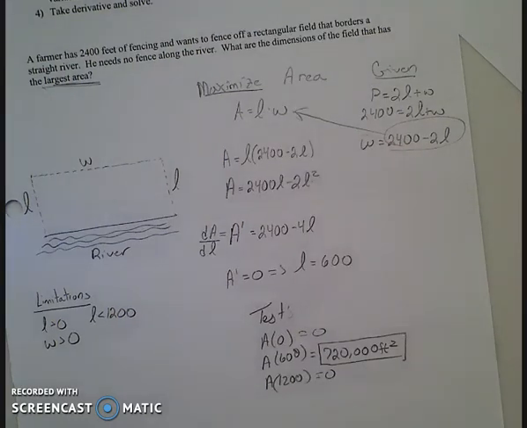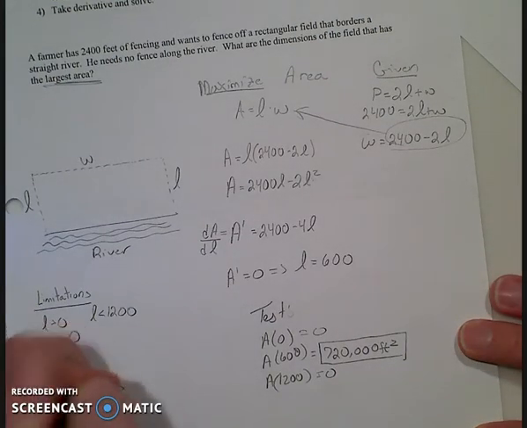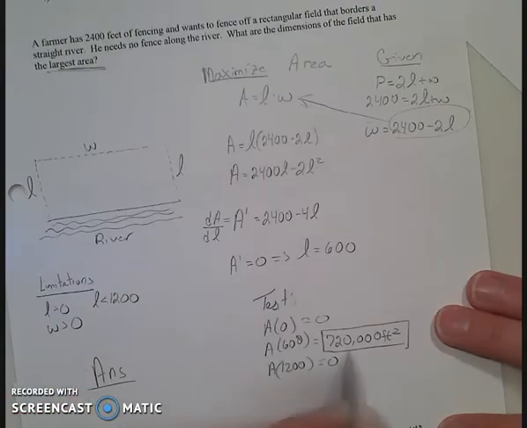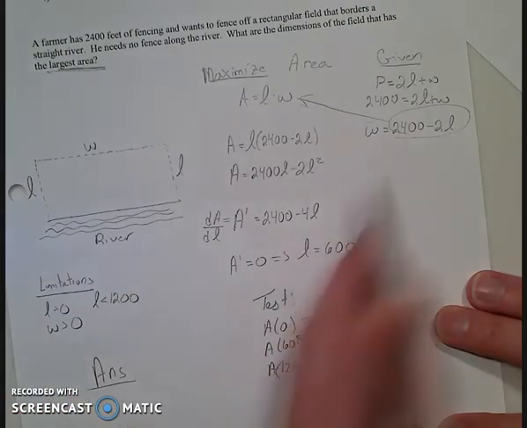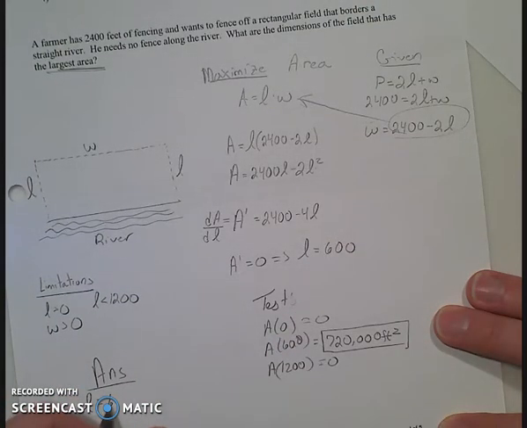Now, let's remember, it asks what are the dimensions. This is not the dimensions, this is just the maximum area that we found. So our answer over here is 600 is our L, so length equals 600.